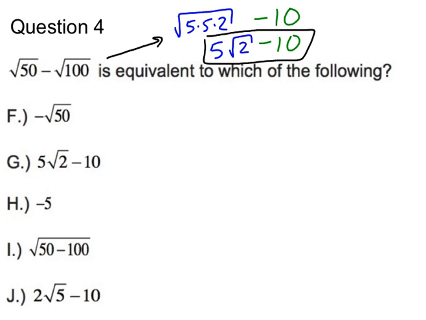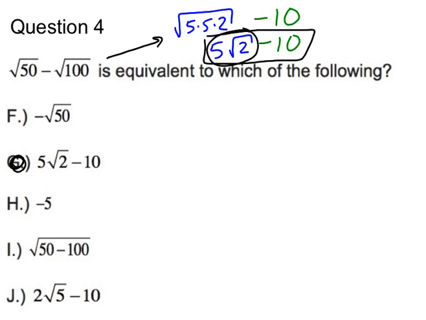Next question, I need to look at the answers in order to figure out. Root 50 minus root 100 is equivalent to which of the following? I already went ahead and broke it down. If you're good at roots, I broke it down to 5 times 5 times 2, which is a 5 root 2. And then minus 10, because I know the square root of 100 is 10, so my answer is G.